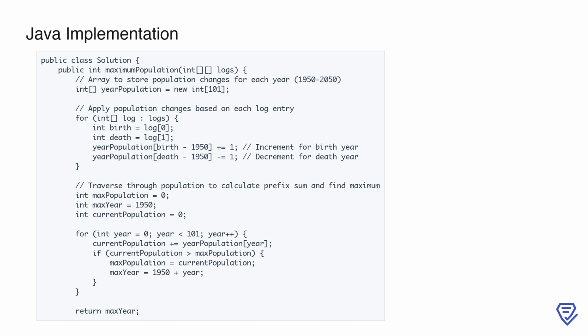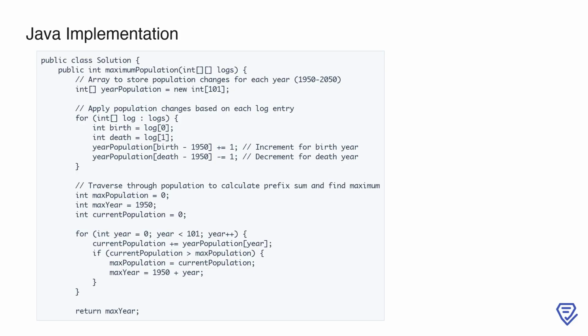Here, we begin by defining the maximum population method, which takes a 2D array called logs as input, where each subarray represents a birth year and a death year. To keep track of population changes across years, we initialize an array year_population of size 101, corresponding to the years from 1950 to 2050.